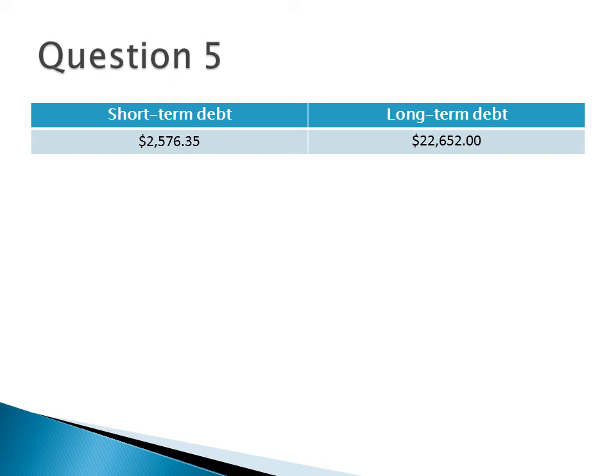Question 5 says, review AT&T's 2009 notes to consolidated financial statements. Examine the note on income taxes. Use the average tax rate for 2009 listed in the financial note as an estimate of AT&T's relevant marginal tax rate to calculate the after-tax cost of short-term debt and long-term debt. The after-tax cost of AT&T's short-term debt is $2,576.35, whereas their long-term debt would be $22,652.